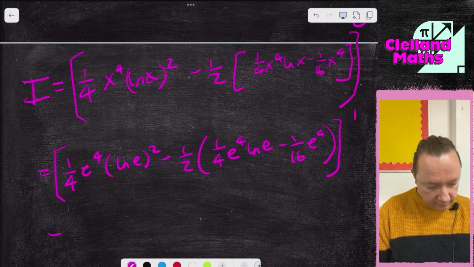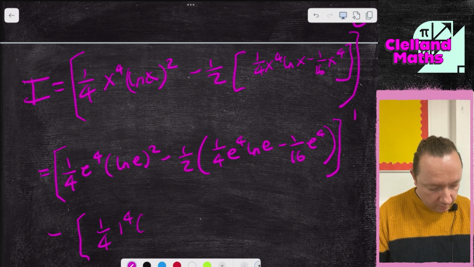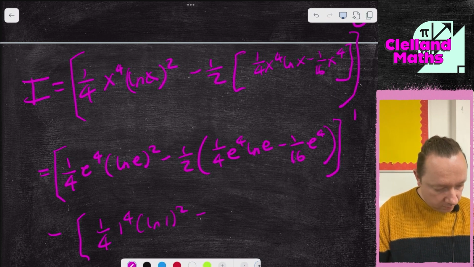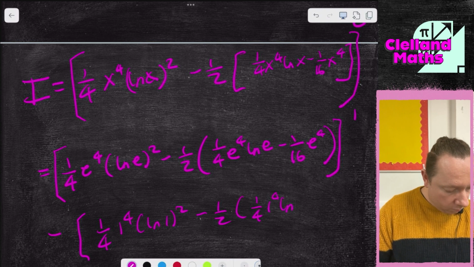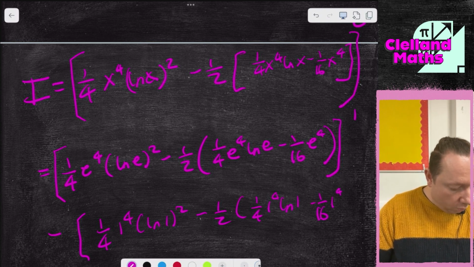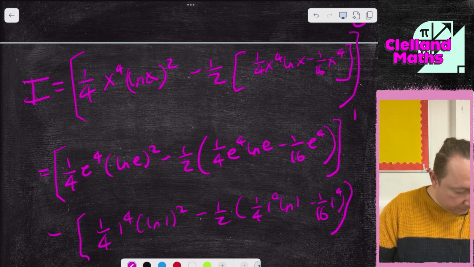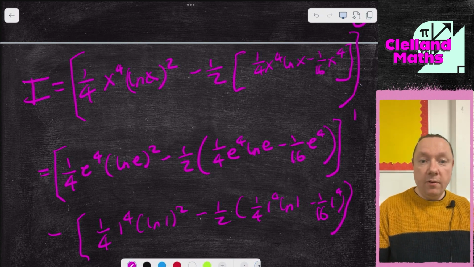And then minus the second one: a quarter times 1 to the 4 ln 1 squared, minus a half of a quarter 1 to the 4 ln 1, minus a 16th 1 to the 4. So there's my second one done. So let's just work some of that out and evaluate it.